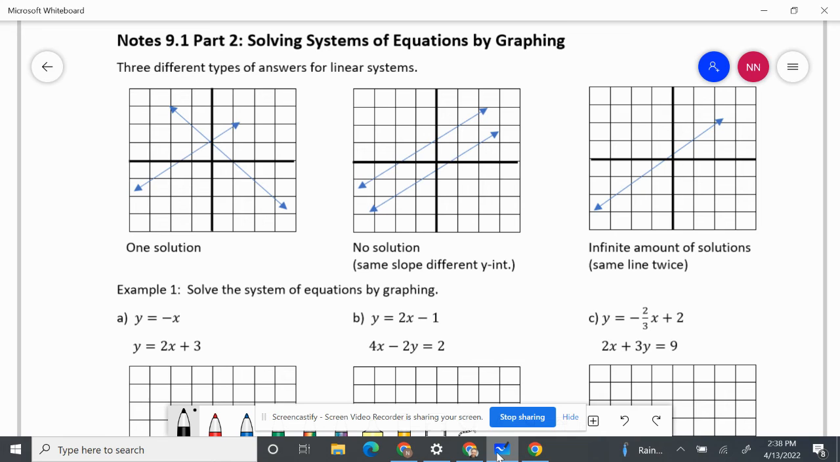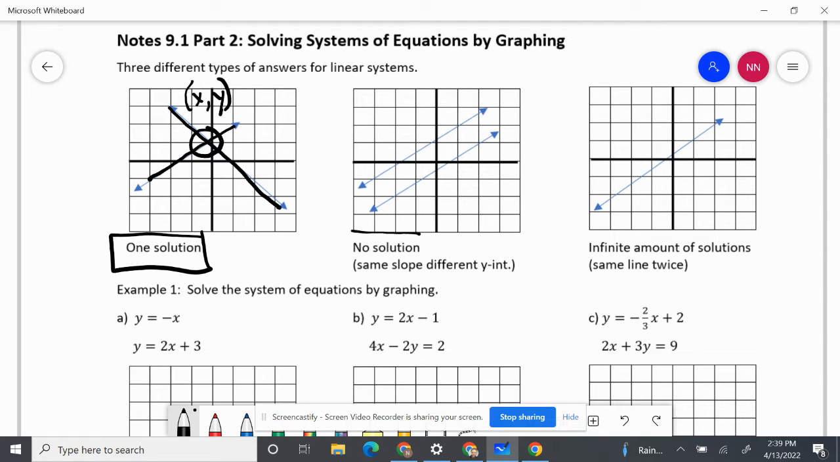What we're going to be doing is solving systems of equations by graphing again. What we talked about last time was the answer of one solution. That's when we had two lines that we made a graph for, and they intersected at one point, and we labeled that as our x, y ordered pair. We're going to look at two other answers that we can get.